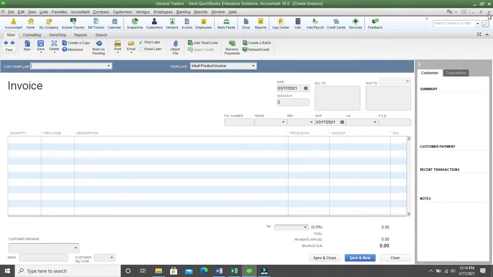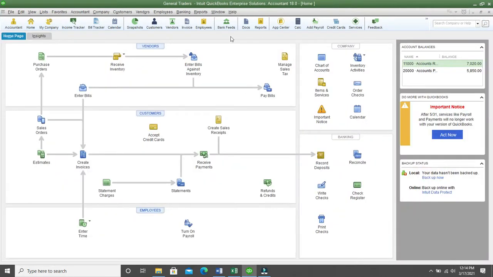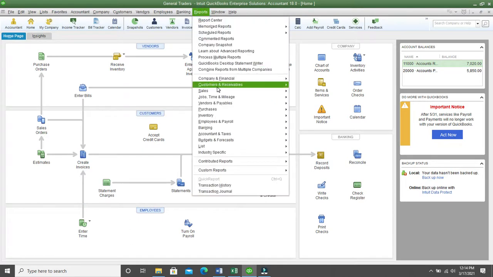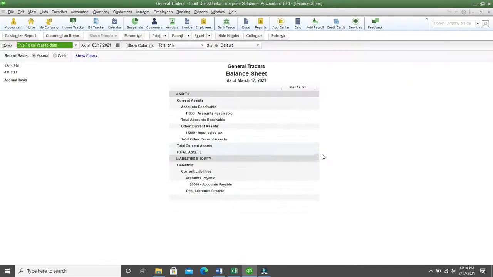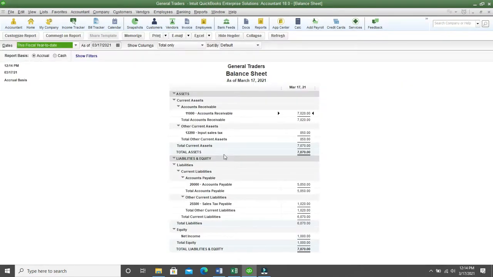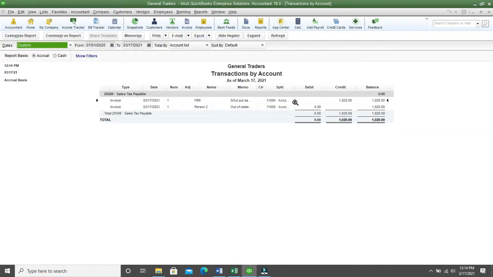I've recorded the sales tax output, and I shall check it from my reports. Go to company and financial and go to balance sheet standard and check it out. Here it is, in other current liabilities it is sales tax payable. I have recorded this output sales tax.